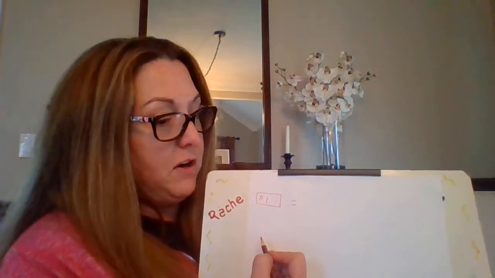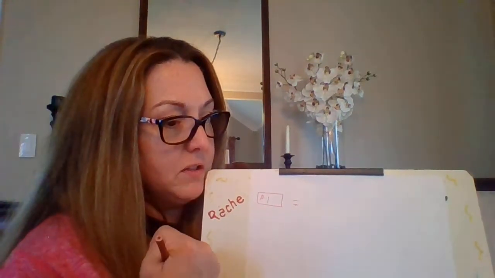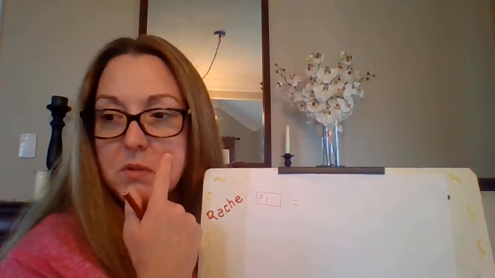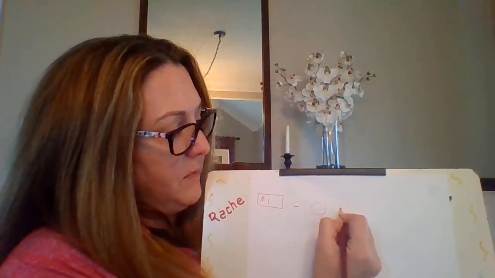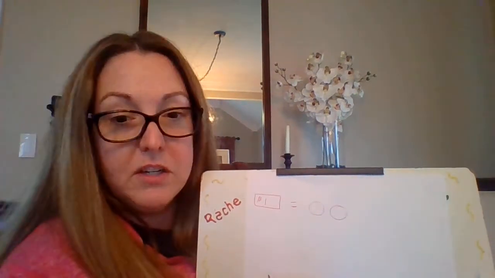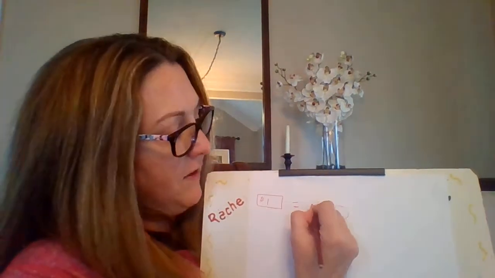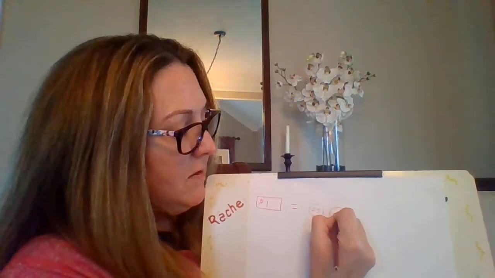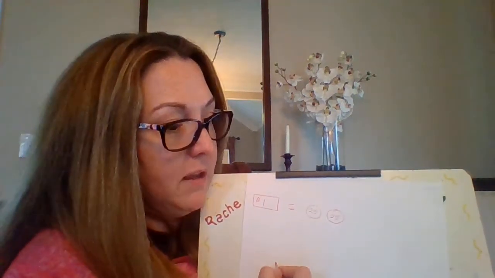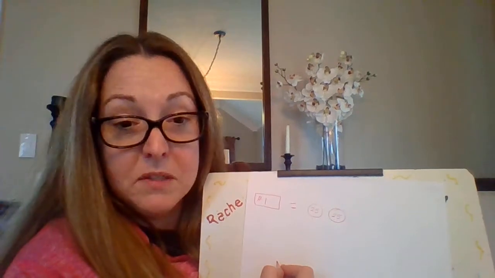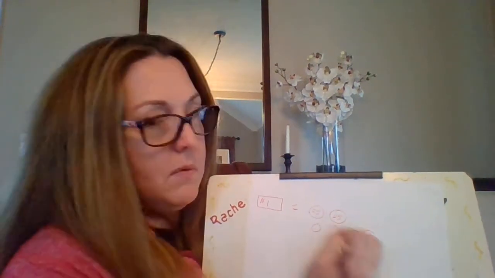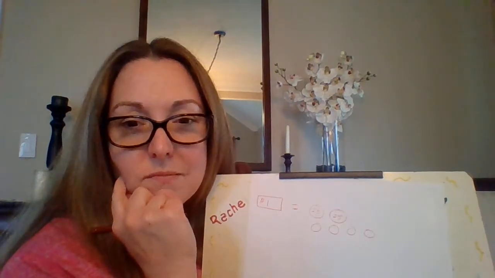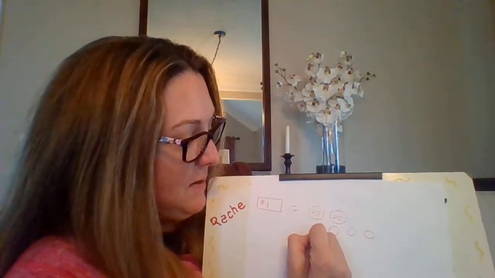So he's going to give her 2 quarters. So let's draw those 2 quarters. What would that look like? 2 circles. How much am I going to write inside for each quarter? 25. Okay. He's also going to give her 4 dimes. How much are dimes worth? 10 cents.